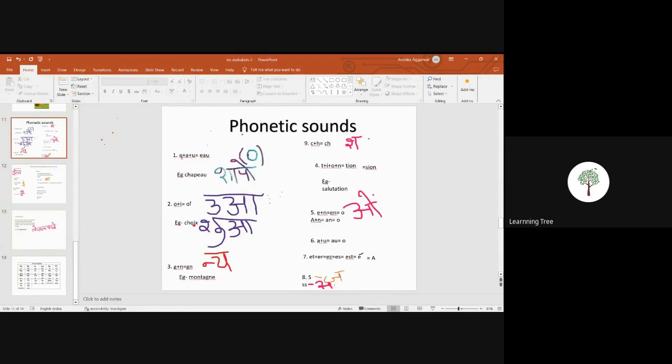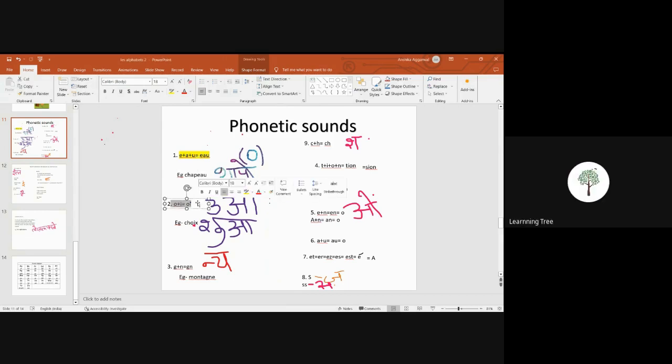First phonetic sound is EAU. Whenever EAU is coming in a word, middle of the word, end of the word, it gives the sound of O. For example, EAU is coming at the end, so it would be chapeau. Chapeau. EAU is giving the sound of O. Chapeau. Is this clear? Okay.